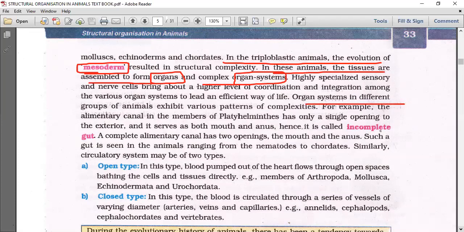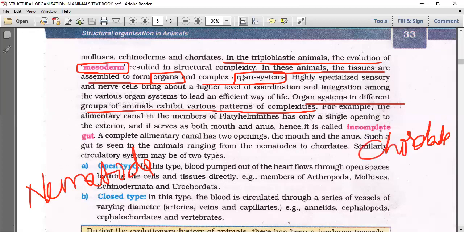Organ systems in different groups of animals exhibit various patterns of complexity. That means from the lowest group Nematoda to the highest group Chordata, the complexity of the organ system will definitely be increased. It is maximum in the highest developed chordate, the human being. Organ system is comparatively well developed, isn't it? So we have a small example here.